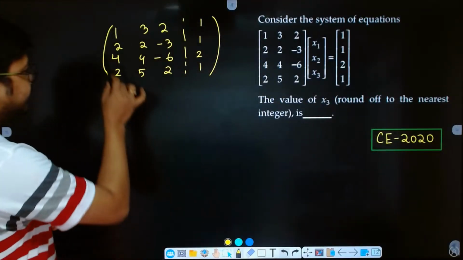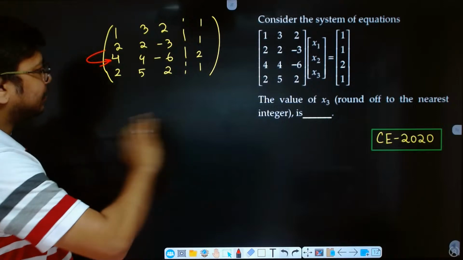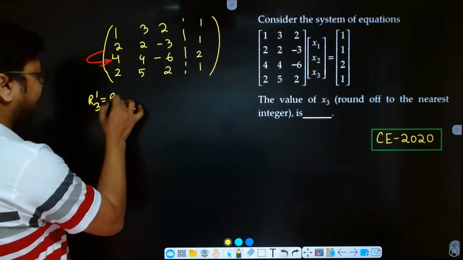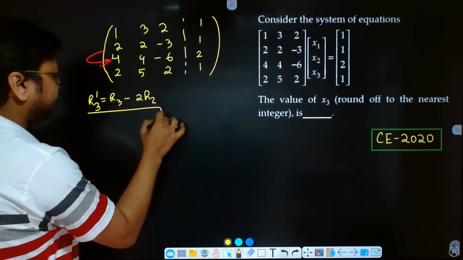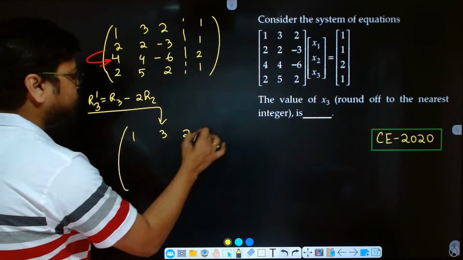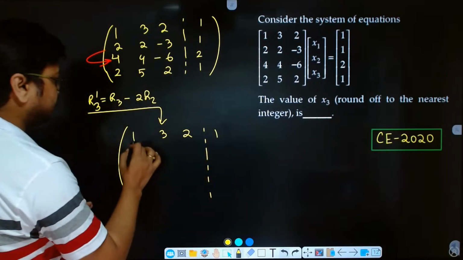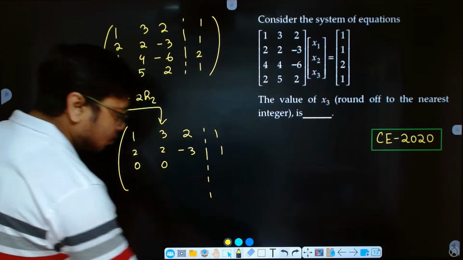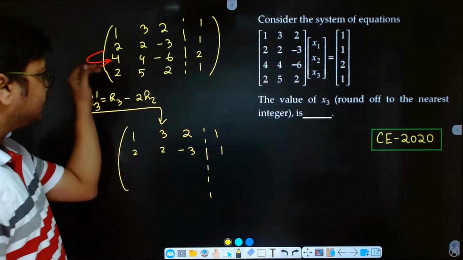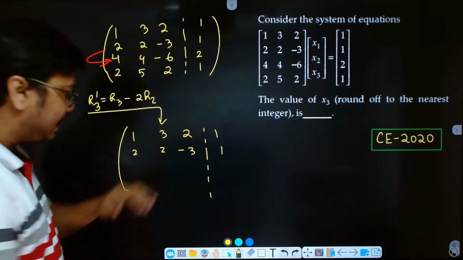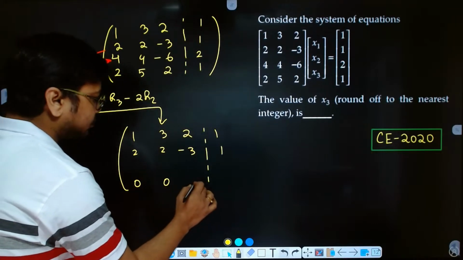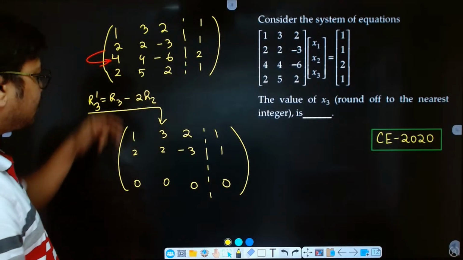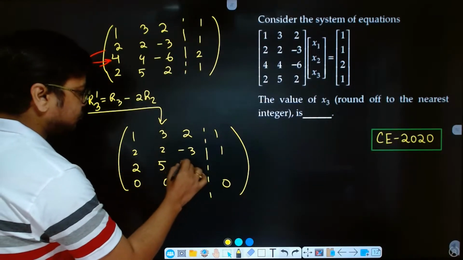The very first thing that we can see, with the help of this row, we can make this row completely 0. It's just a multiplication of 2. So if I do the operation r3 dash equals r3 minus 2 times r2, that would make it 1 3 2 augment with 1, 2 2 minus 3 1, 0 0 0 0. The row which is becoming completely 0, I want to place it right at the end. So I'm writing it at the end, 0 0 0 0. The third row I've written at the 4th position, and the 4th row I'm writing in the 3rd position, which is 2 5 2 1.